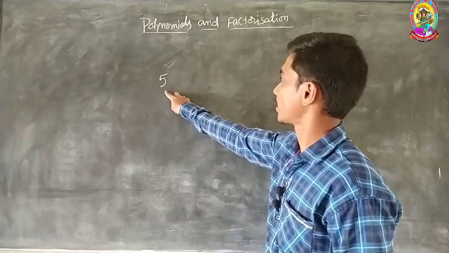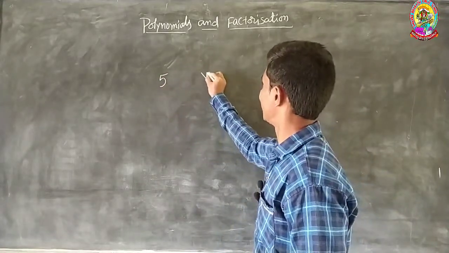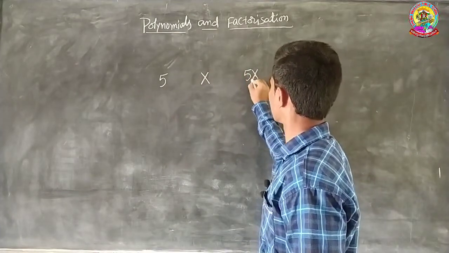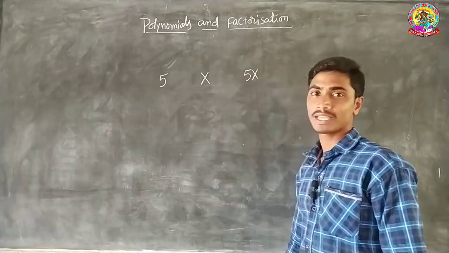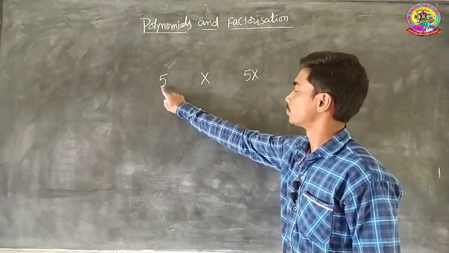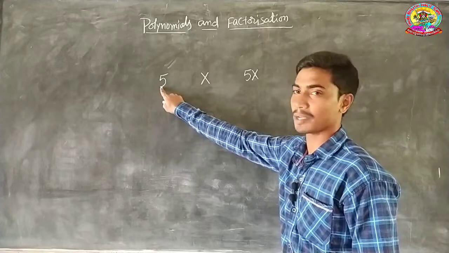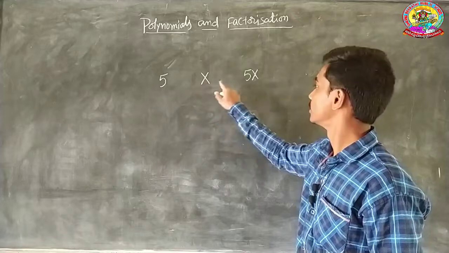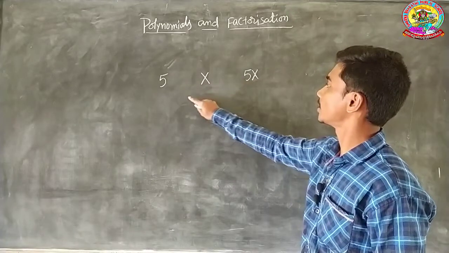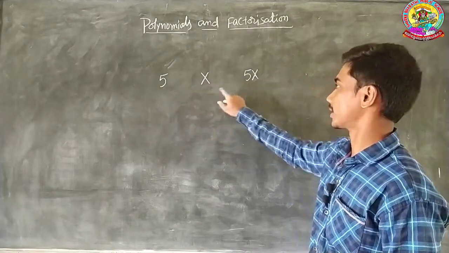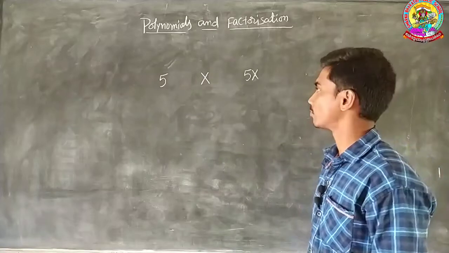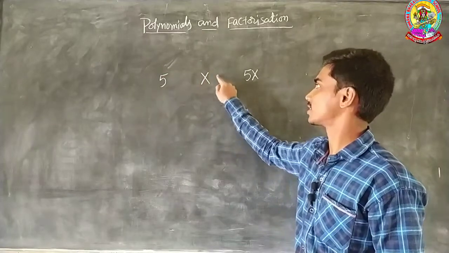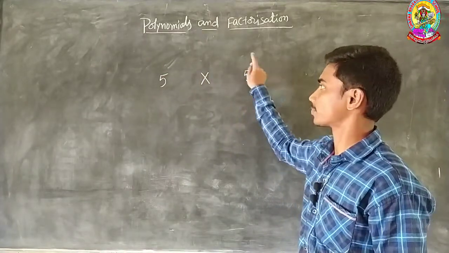Here it is the number 5. Here it is the letter x. Here it is another term, 5x. Actually, simply we call it 5. It is a number. X is an alphabet or literal term. 5x is a combination of a number and a literal term. But mathematically we call 5 a term, x a term, and 5x a term.